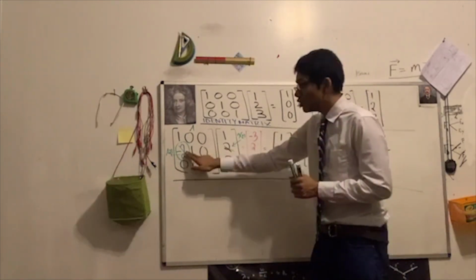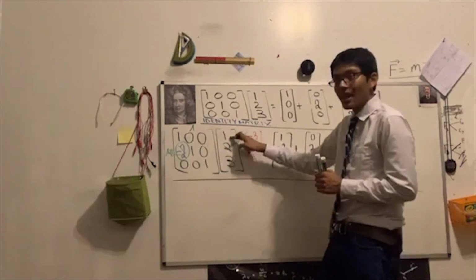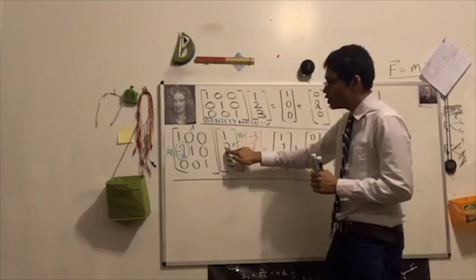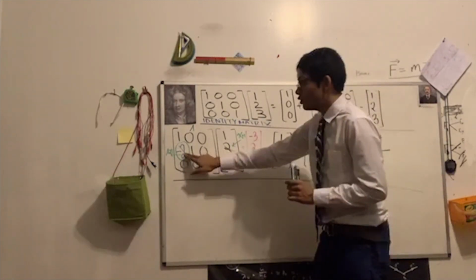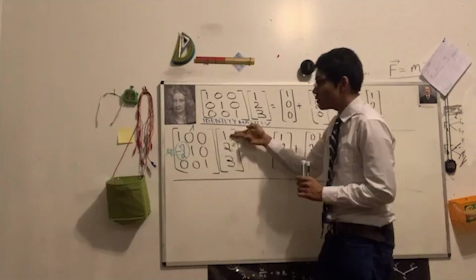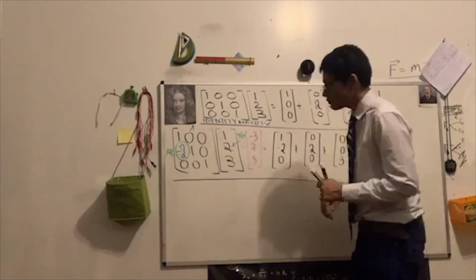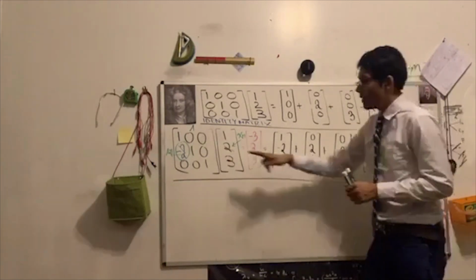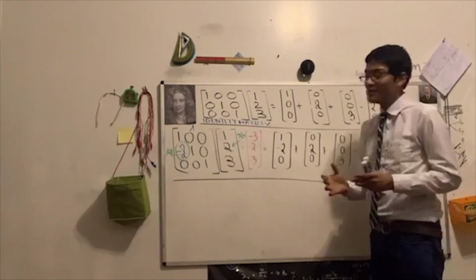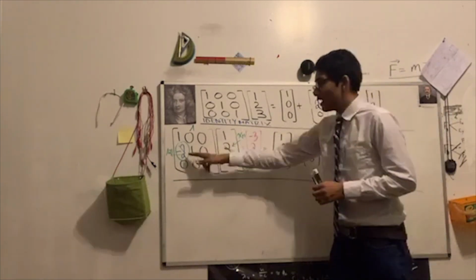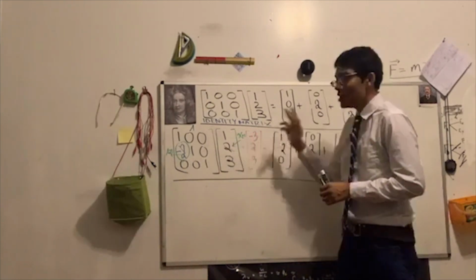This -2 got multiplied by this 1 and then added to this 2. I will repeat that. This -2 got multiplied by this 1 and added to this entry. Well, -2 times 1, let me repeat that, -2 times 1 plus 2 will give us 0.